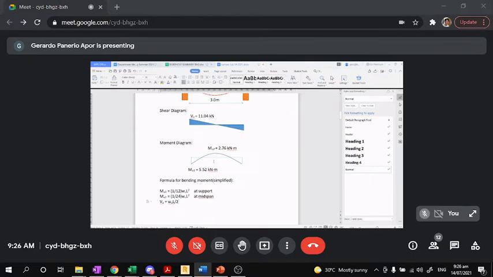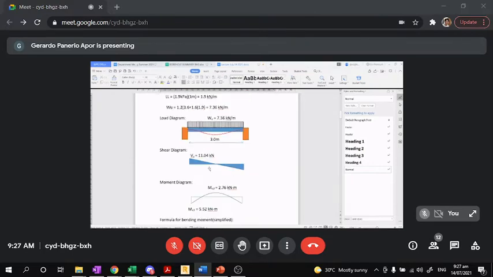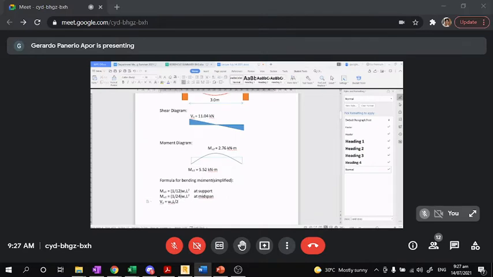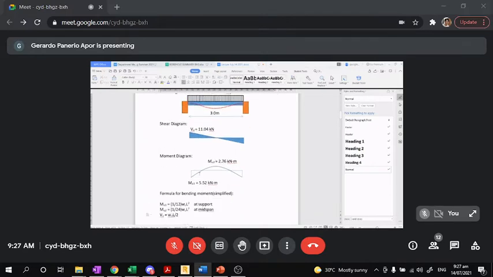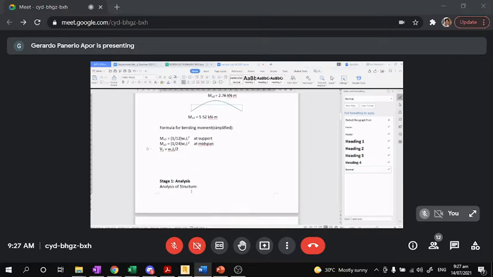So you have two moments to consider, the 5.52 and 2.76. Then I'm always going to choose the maximum. And you have to be careful where to place reinforcement for this one. Of course, you reinforce the tension side, and the tension side is at the top. Okay. So we are now going to design.